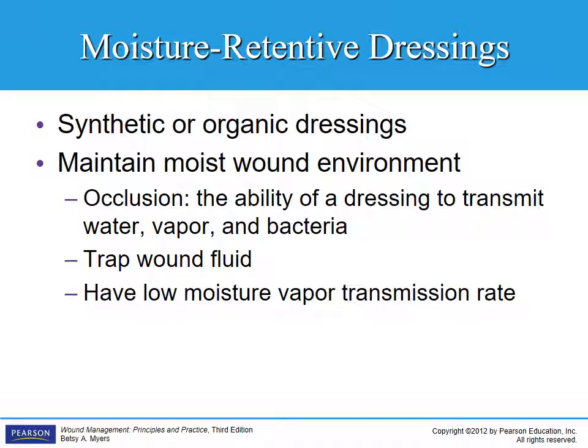It traps the wound fluid, and it has a really low moisture vapor transmission rate, meaning that, remember we talked about when the top layer of skin is gone, there's a huge loss of moisture. Well, a moisture retentive dressing prevents that moisture from evaporating. It prevents that from being transmitted outside the wound and decreasing the moisture content of the wound bed. That's one of the primary roles of the moisture retentive dressing.